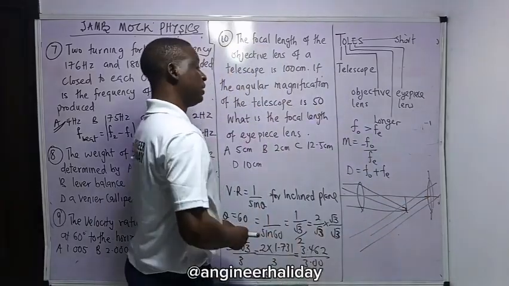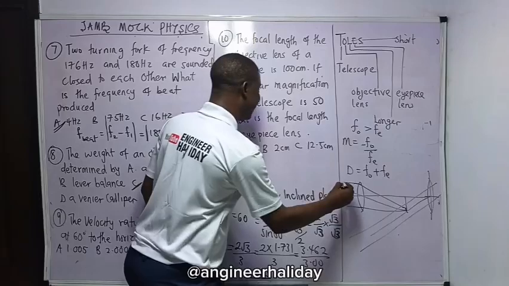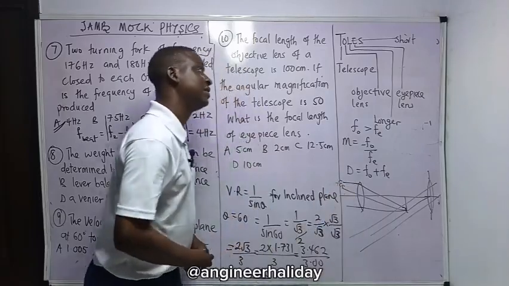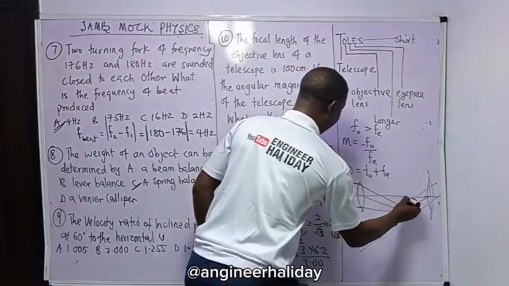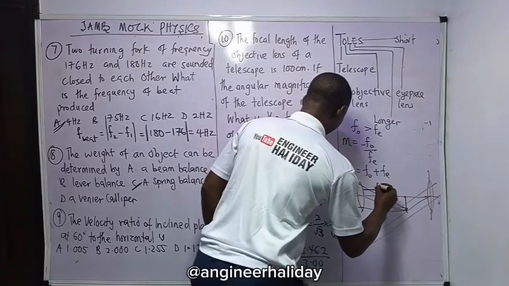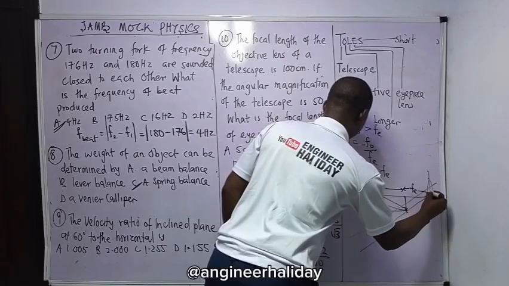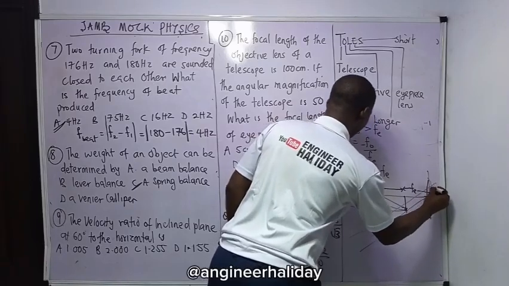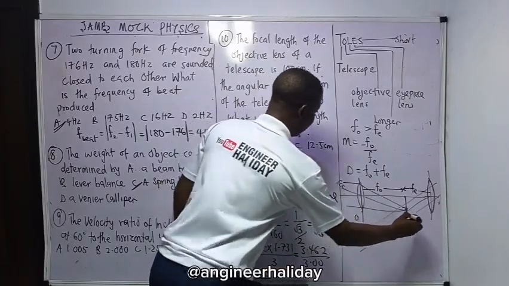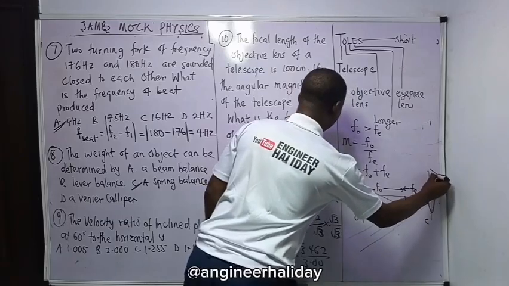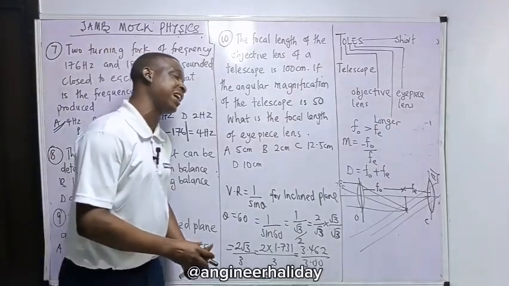So this is how it works. That means we use a telescope to measure far distance objects like the sun, the stars, and the moon. So this is what we call normal adjustment. Why? Because the f naught from here to this place is equal to fe from here to this place. So this is what we call a telescope. Now this is the objective lens and this is the eyepiece lens where the eye will be placed. So this is an astronomical telescope in normal adjustment.